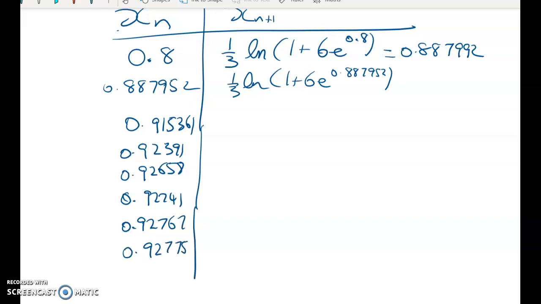There we go. Finally got convergence. So my root is x equals 0.928 to 3 dp.